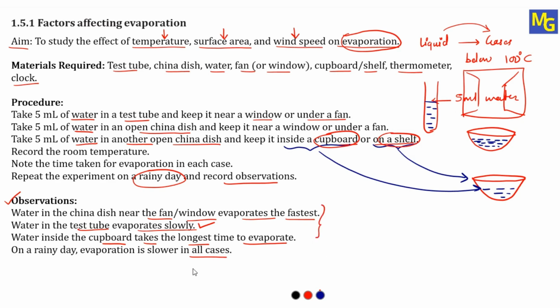So I hope you understood the observation. First, the china dish which we have kept near the window, evaporation rate is faster. The test tube in which there is water, evaporation rate is slower. The china dish which we have kept inside the cupboard on the shelf, the evaporation rate is slower than the earlier two. And if you repeat the same experiment on a rainy day, the evaporation rate will be slower compared to all three apparatus. Now we'll see how it will affect.